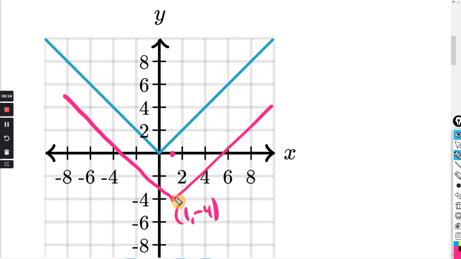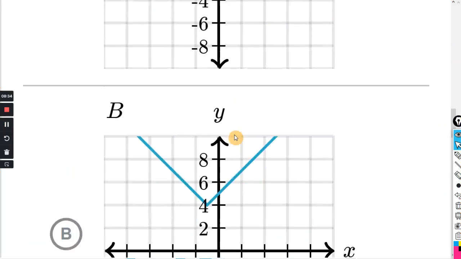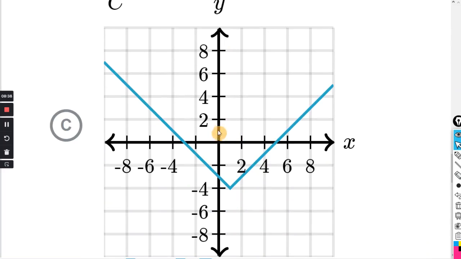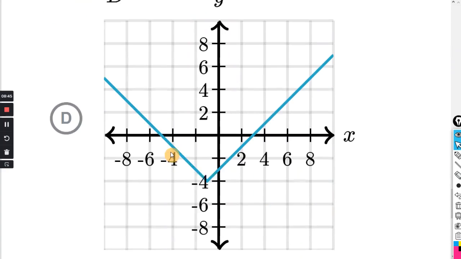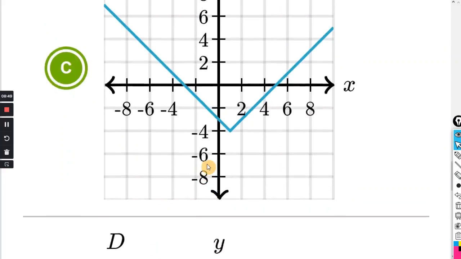So we just have to find a choice that is basically like that. It's not A, it's not B. Here we go, +1, -4. That's answer C. Do you want to double check? Check D. D is at -1 and -4, so that's not it. It's clearly answer C.